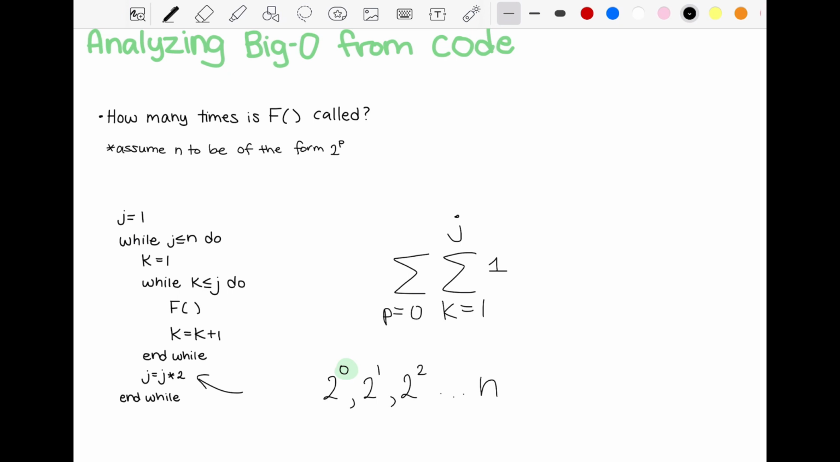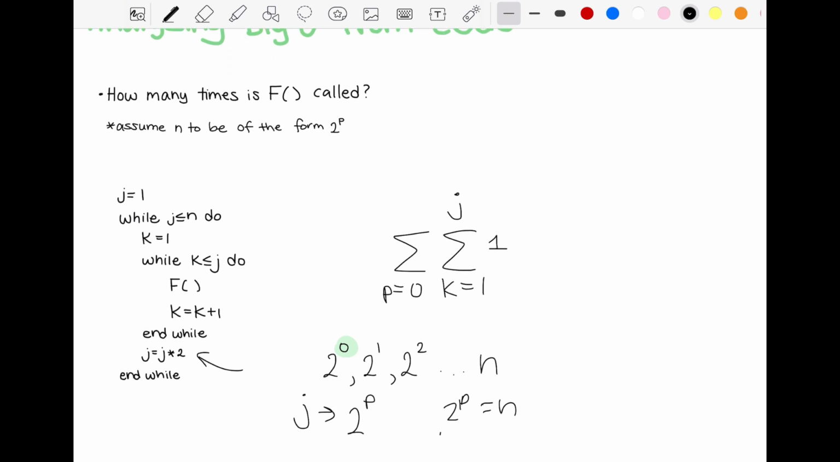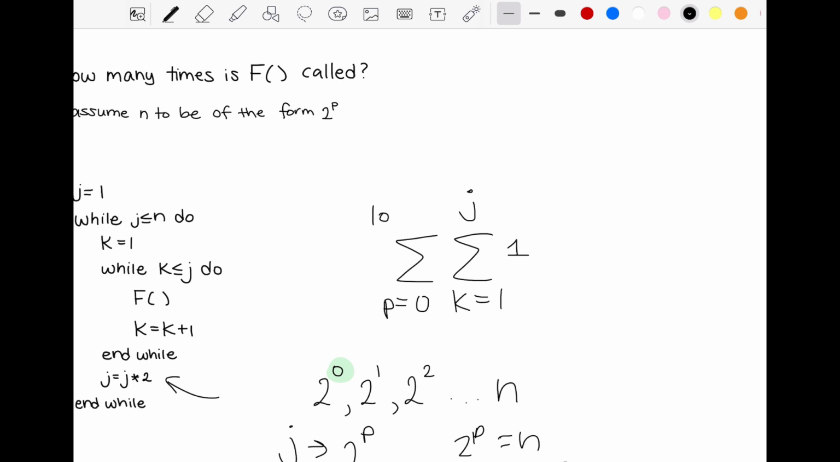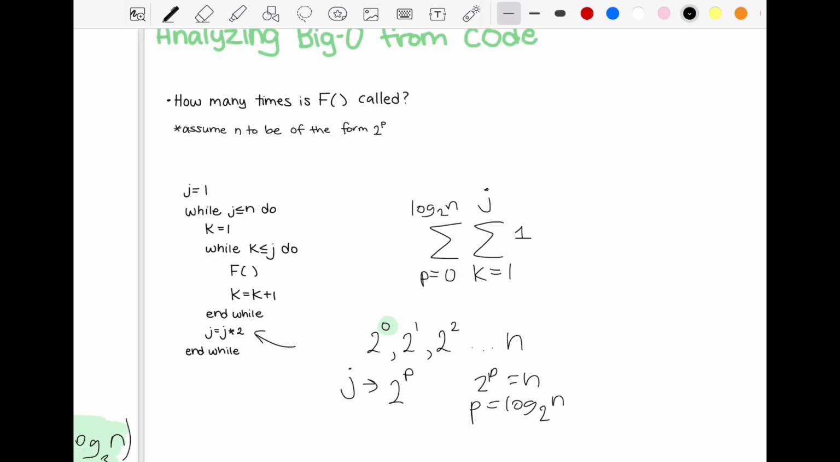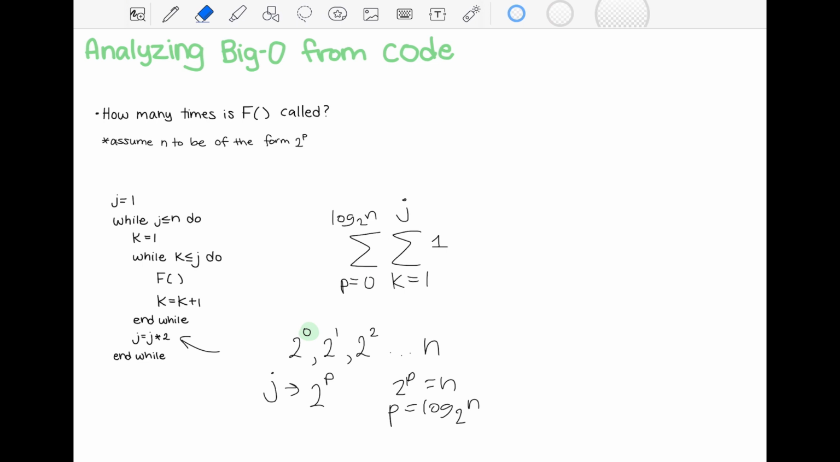Okay, so we're rewriting j to be in the form of 2 to the p. And we need to figure out what value p goes until. So 2 to the p equals n. We log both sides, right? And then we get p equals log base 2 of n. So this is our upper bound. Alright, this is pretty standard from what I showed last time.